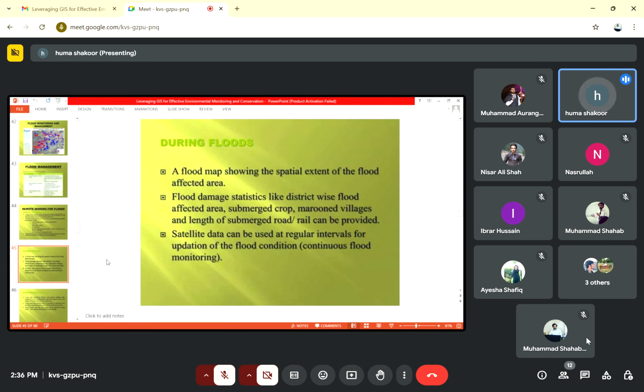During the flood, a flood map showing the spatial extent of the flood-affected area and flood damage statistics, like the district-wise flood-affected area, submerged crops, marooned villages, and the length of the submerged road and rail, can be provided. Satellite data can be used at regular intervals for updating the flood condition and continuous flood monitoring. So this is very important, how you have to use GIS and remote sensing during floods and during any disasters.